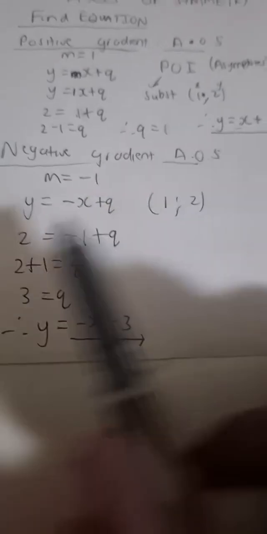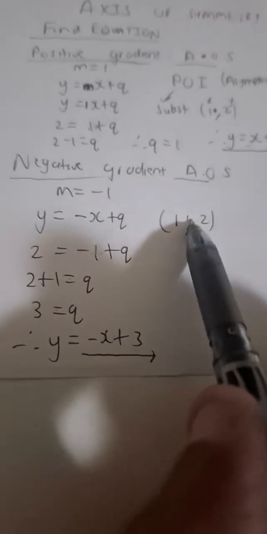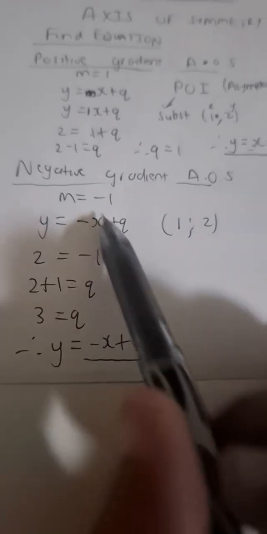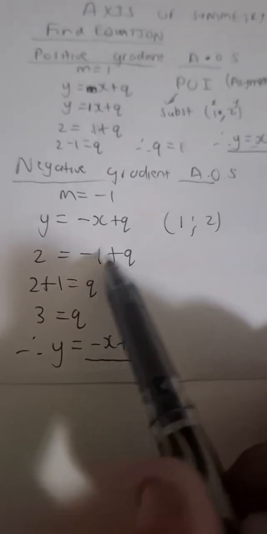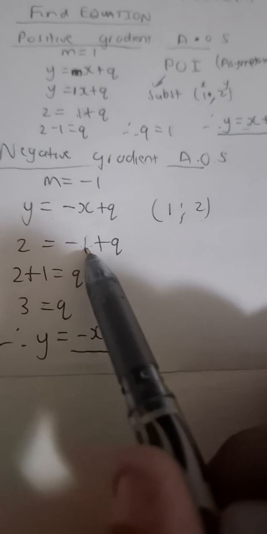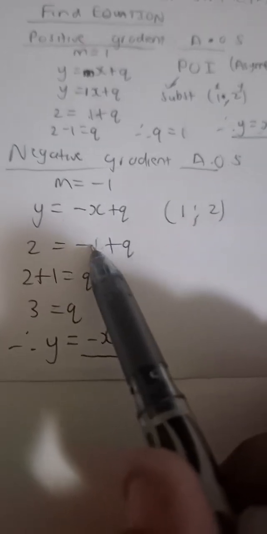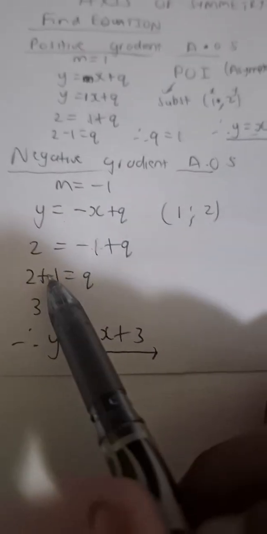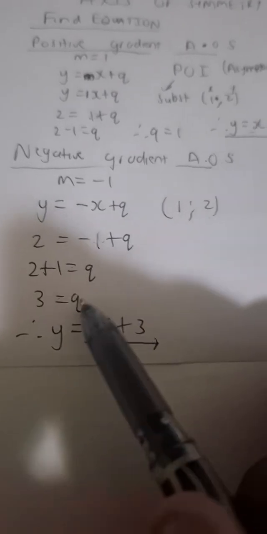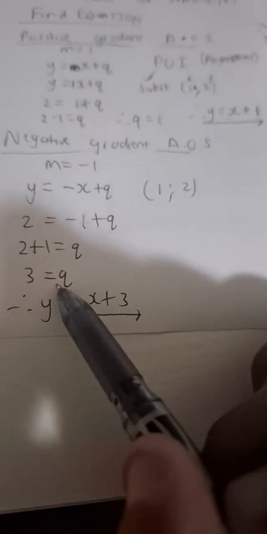We use that point. We substitute y, which is 2, and we substitute x, which is 1, in the place of x. So this negative and the positive 1 gives you negative 1. We transpose the negative 1, it becomes positive 1. We solve for q, which is equal to 3.